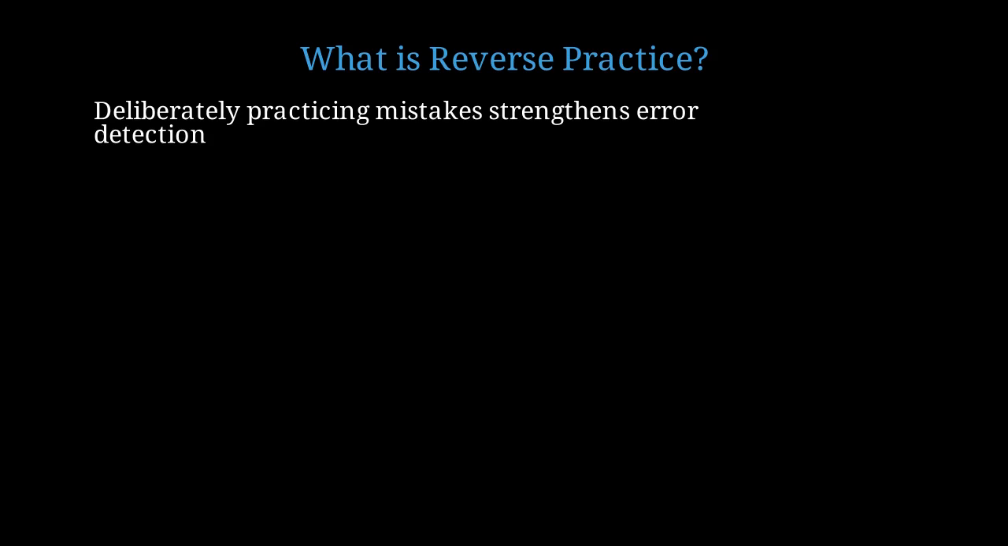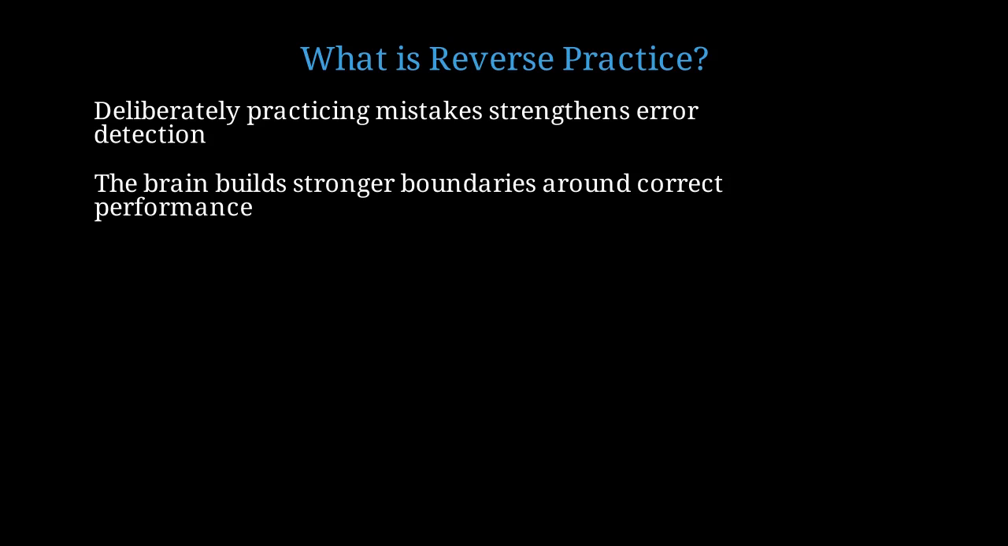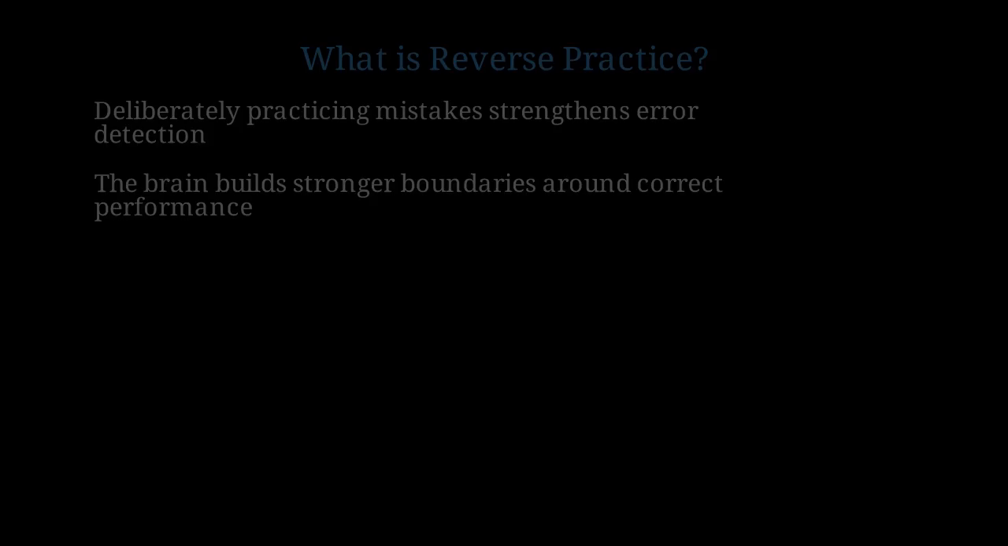When you expose yourself to errors on purpose, your motor and cognitive systems become better at recognizing and correcting those errors. Think of it this way. By practicing what's wrong, you're building stronger boundaries around what's right. Your brain learns to distinguish correct from incorrect with much greater precision.